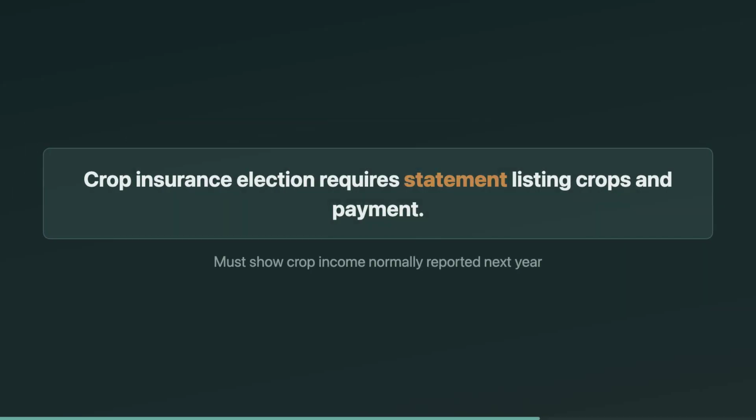To make that election, the proceeds must be received in the same year the crop was damaged, and you attach a statement listing the specific crops and total payment. And you need support that the crop would have been harvested or sold the next year. One more trap: if the farmer doesn't plant and instead receives agricultural program payments, those are reported on Schedule F and are subject to self-employment tax.